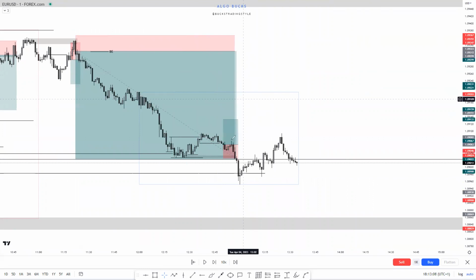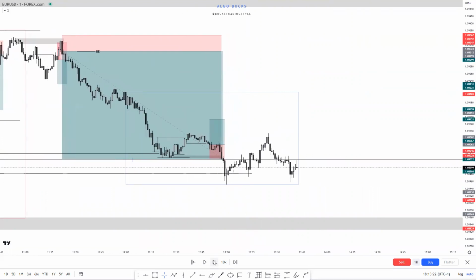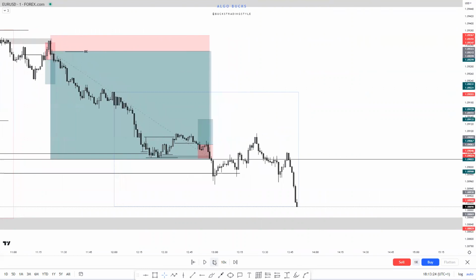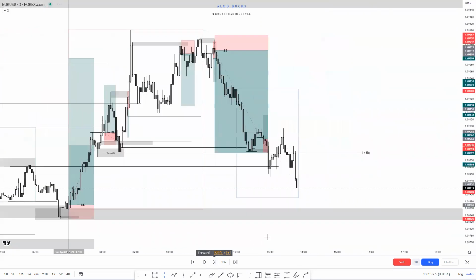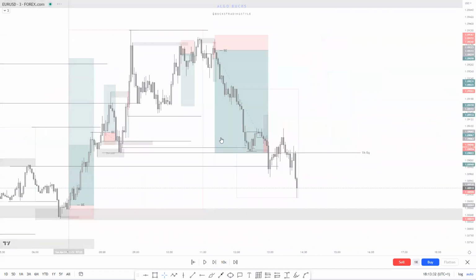Price took out this high, liquidity high, gave us this clean rejection candle right here. Even if the body is actually bigger than the wick, we might still be considering this. So let's see. Okay, let's go on 3 minutes. On 3 minutes time frame, nothing interesting happening. Let's go back on M1.